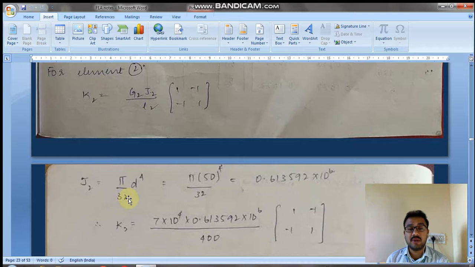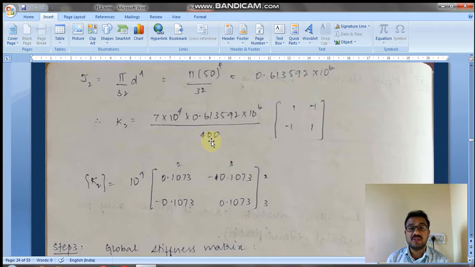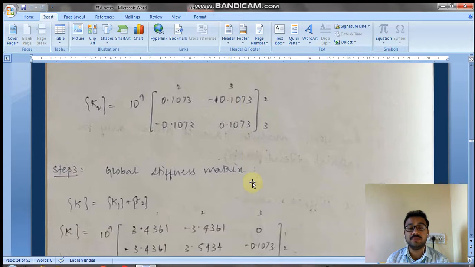So J2 is pi by 32 D2 power 4. I know the D2 value, which is given as 50 mm. After substituting, I will be getting J2 value as 0.613592 into 10 power 6. So I will be substituting G2 J2 divided by L2, and the result of the simplification gives me 10 power 9 into 0.1073, minus 0.1073, minus 0.1073, 0.1073, for the node numbers 2 and 3 for the element 2.